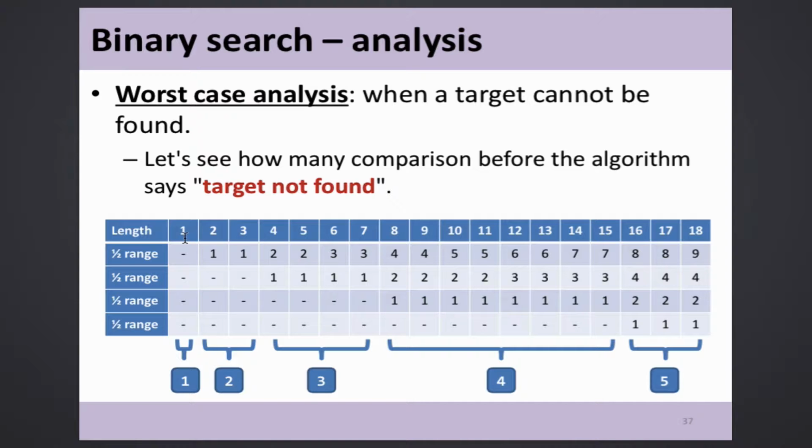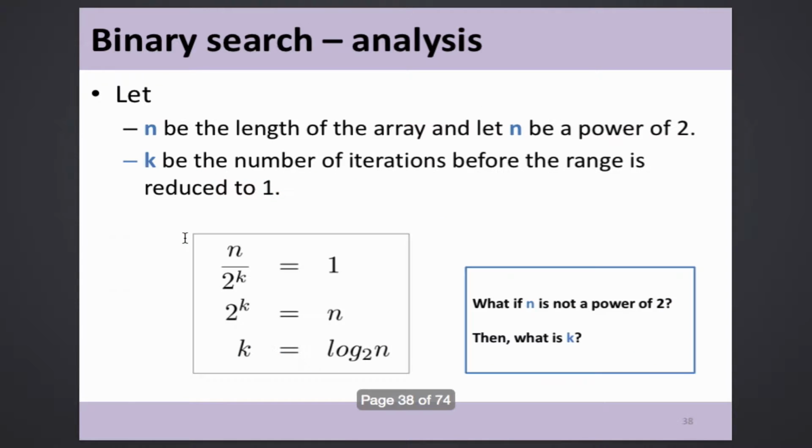Bigger, from 8 to length 15, you need 4 halving comparisons, and then 5 halvings, and so on and so forth. Okay? So how to analyze the complexity? Very simple. Let's make an assumption first, in order to have an easier discussion. The assumption is the length of the array happens to be a power of 2. So that means that either it is 2, 4, 8, 16, and so on and so forth.